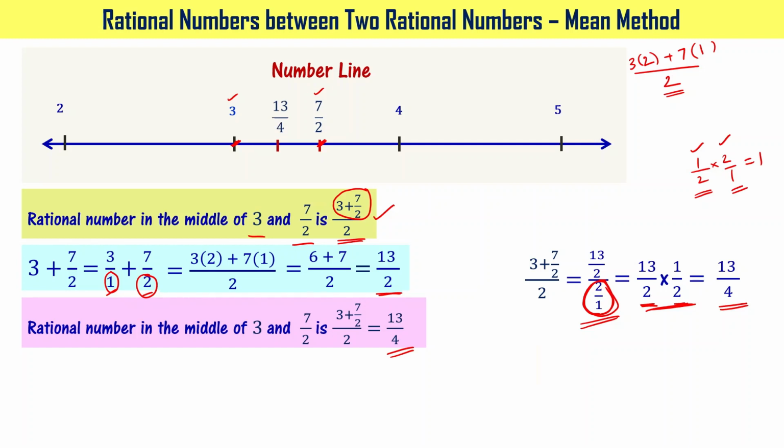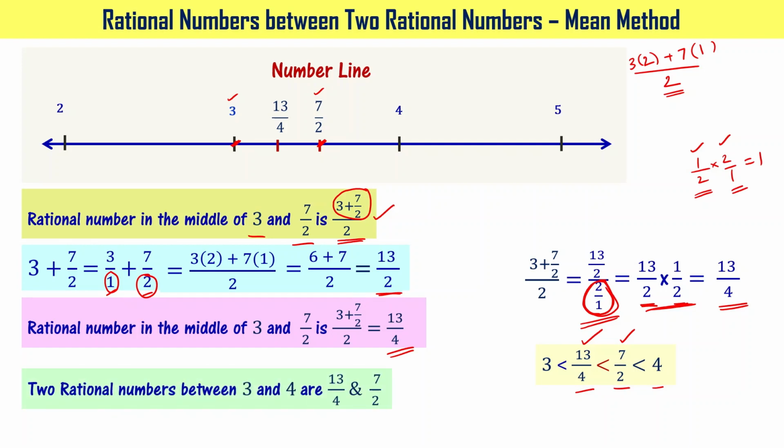As you have seen here, 3 is less than 13 by 4, 13 by 4 is less than 7 by 2, that is less than 4, right? So by the mean method, we could get 13 by 4 and 7 by 2 as two rational numbers in between 3 and 4. Two rational numbers between 3 and 4 are 13 by 4 and 7 by 2.